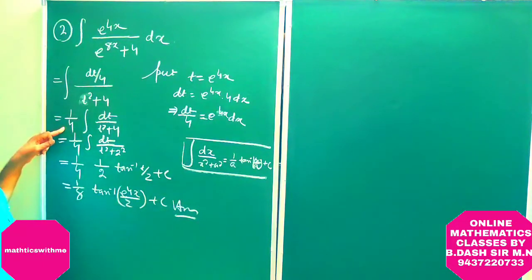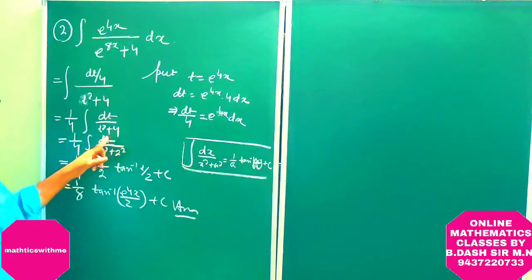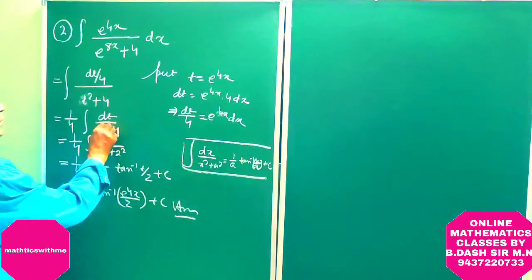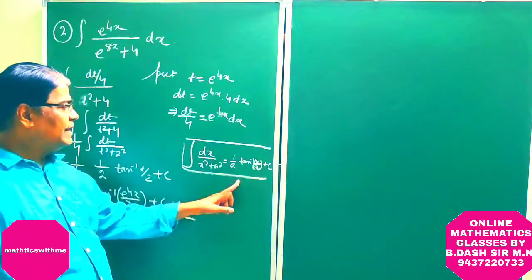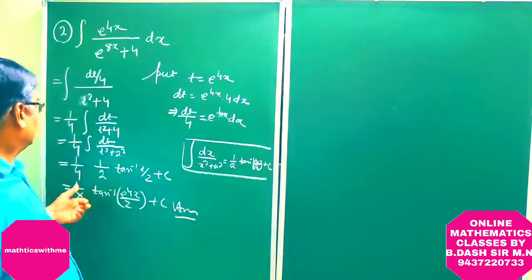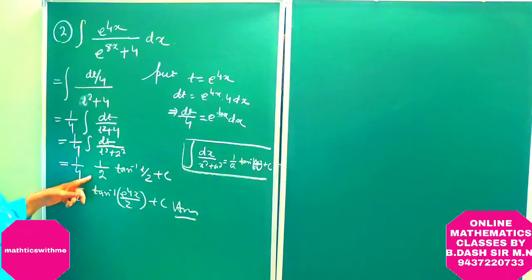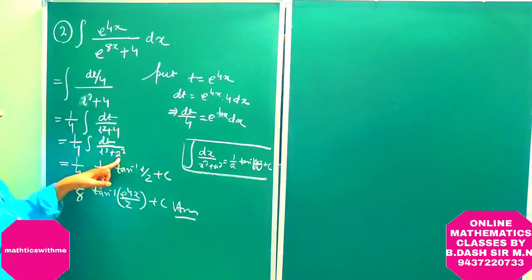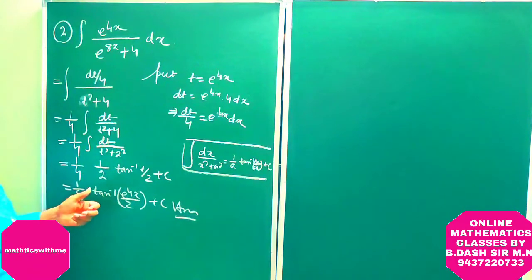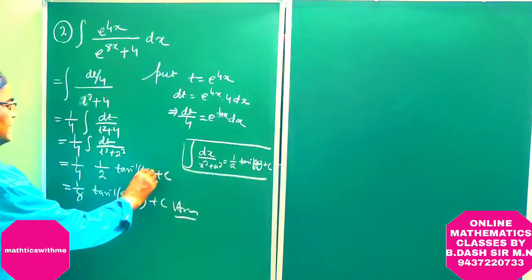Taking 1 by 4 common, we get integration of dt by t square plus 4. We know integration of dx by x square plus a square is equal to 1 by a tan inverse x by a plus c. So this is 1 by 4, 1 by 2 tan inverse x by 2 plus c. In place of a, we are getting 2 here, and in place of x, we are having t here.